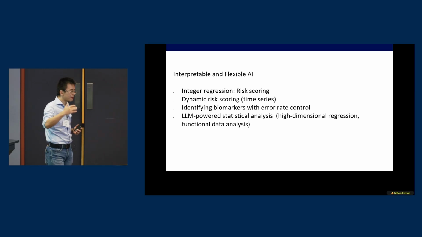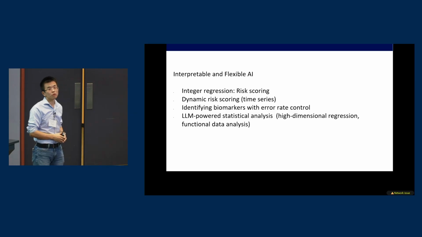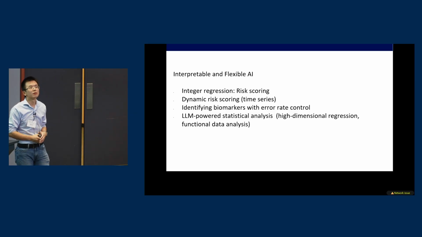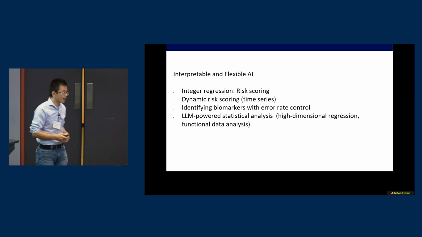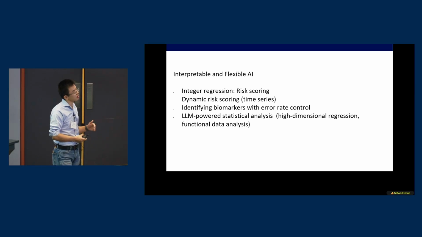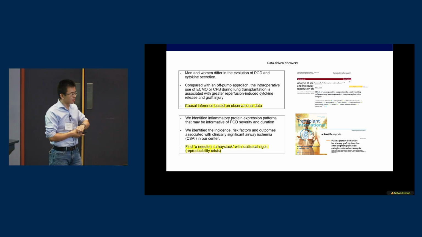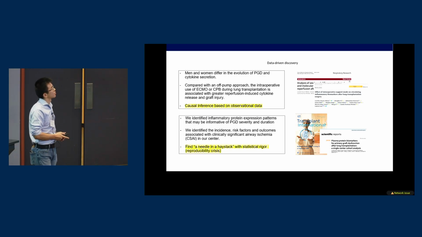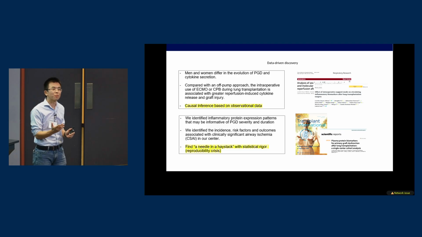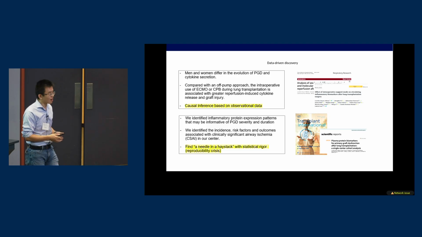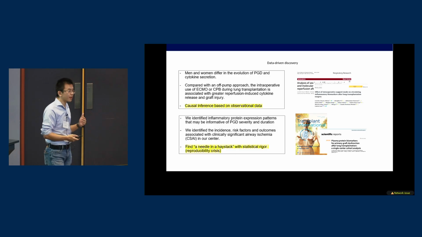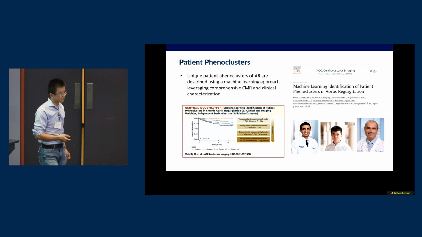And we also do dynamic risk scoring and identify biomarkers, but with very careful error rate control, like false discovery rate control. So we want to be responsible. And we also use LLMs, large language models, to aid this kind of interpretable modeling, so that you have flexibility but also emphasize interpretability. Those are a few other examples along this line, like causal inference. Prediction is important, but maybe causality is also relevant. When that's the case, we need to bring interpretability into the game.